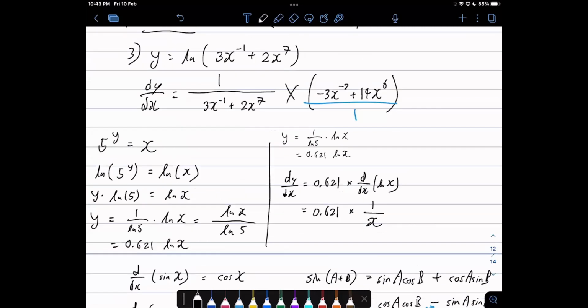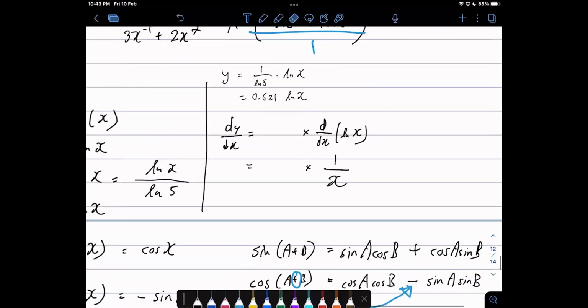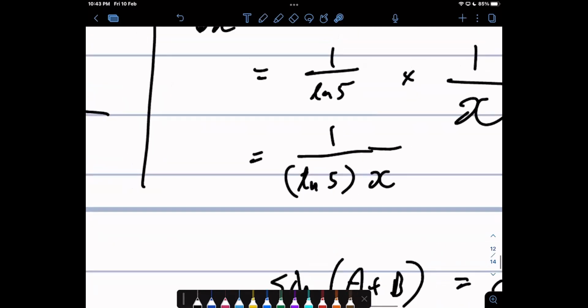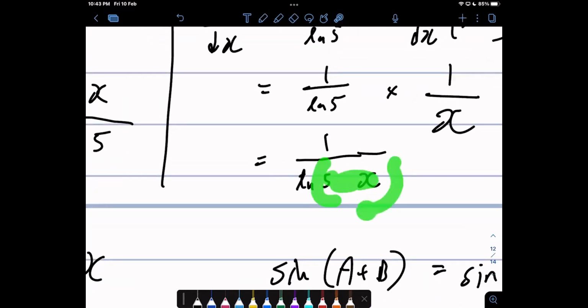But of course, this is not actually 0.621. It's only an approximation. I want the exact value, so it's actually 1 over ln5. And that's your answer: (1 over ln5) times x. Take note, you must put a bracket. If you don't put the brackets, I may accidentally read it as 5x, then you take the logarithm of the whole thing, which is wrong. So put brackets around the ln5.